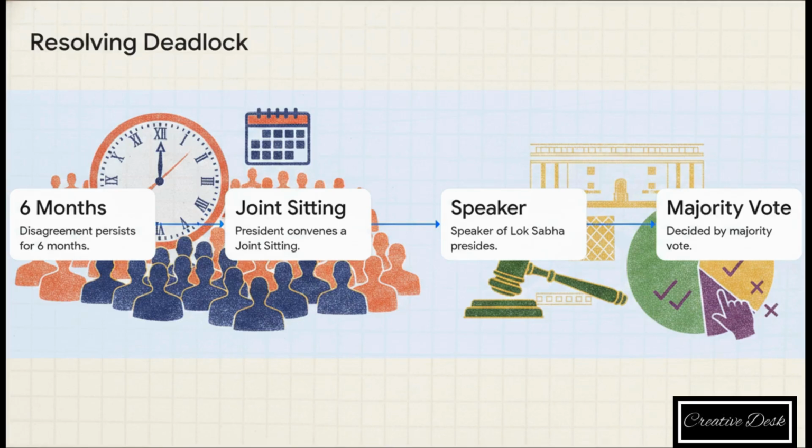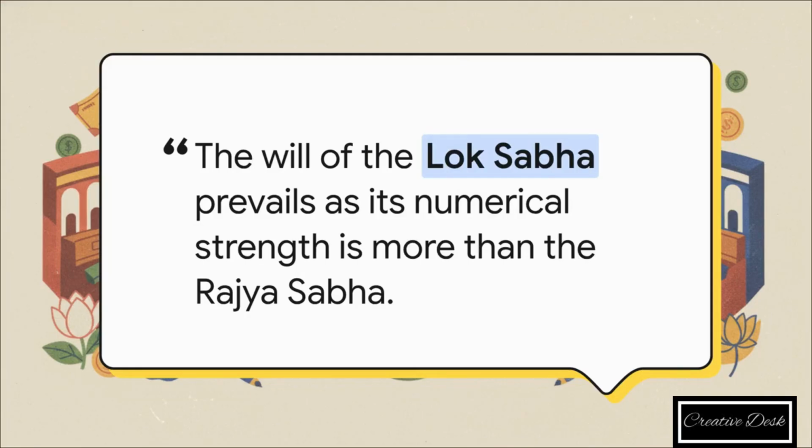Second, the Speaker of the Lok Sabha presides over this giant meeting. And finally, the whole thing is decided by a simple majority vote of everyone present. And that right there perfectly illustrates why theoretical equality doesn't always translate to practical equality.